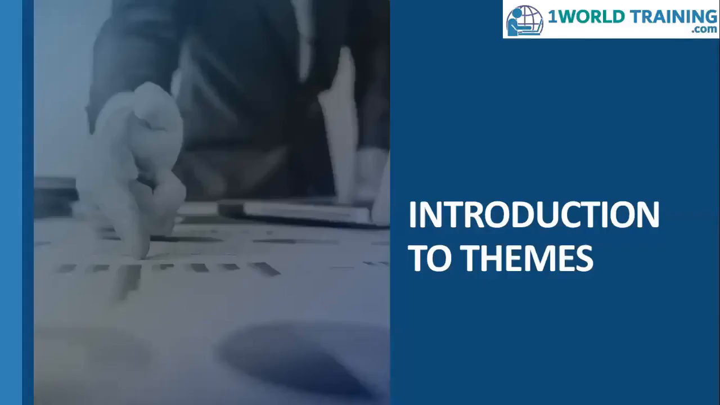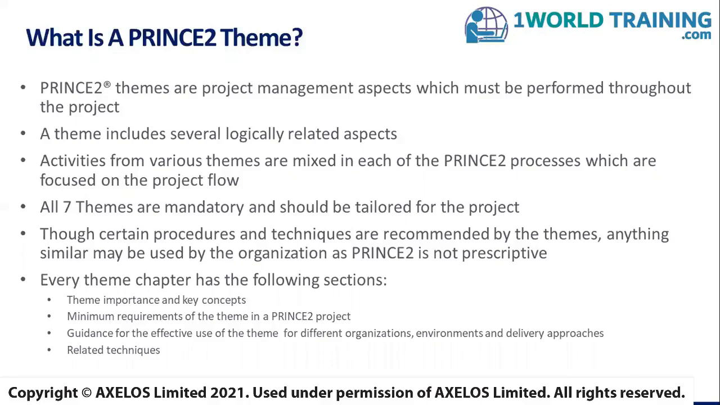First, Introduction to Themes. PRINCE2 themes are project management aspects which must be performed throughout the project. A theme includes several logically related aspects. For example, the business case theme includes aspects related to business justification of a project. Activities from various themes are mixed in each of the PRINCE2 processes which are focused on the project flow.